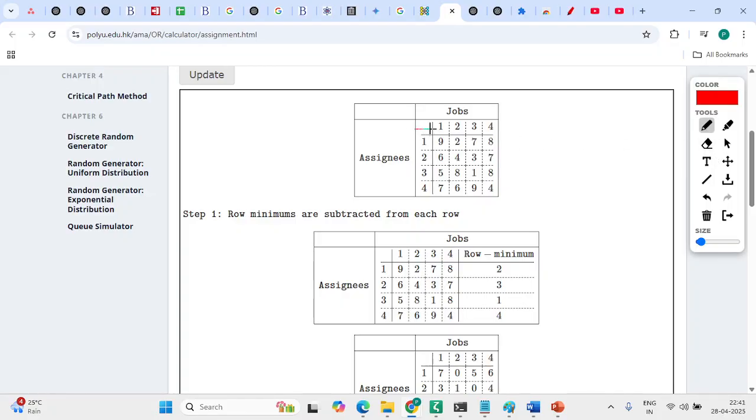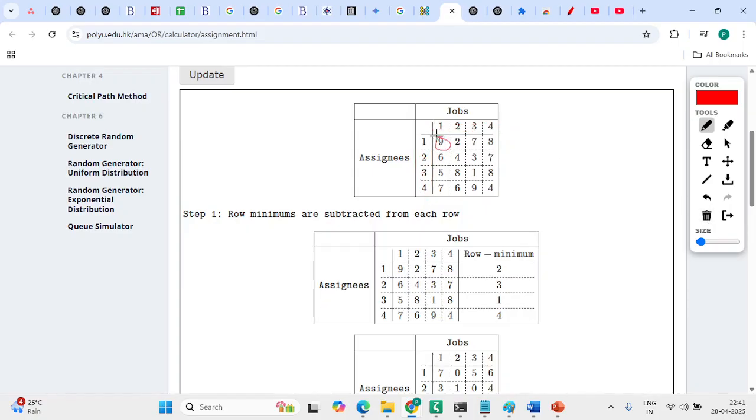1, 2, 3, 4, these are assignees. Assignees means the persons who are going to do the job. There are 4 people, person 1, person 2, person 3, person 4, who are going to do the jobs, and there are 4 jobs: job 1, job 2, job 3, job 4, and these numbers are the cost.